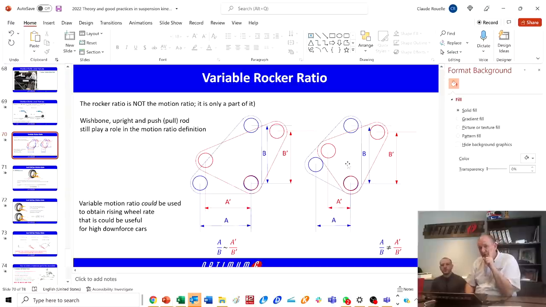I'm going to say one more thing. Compliance. All kinematic designs will be ruined by compliance, inevitably. And I want to tell you, there is no such thing as a little bit of that compensating a little bit of the other. You cannot compensate for bad compliance with the kinematics. It can only go worse.